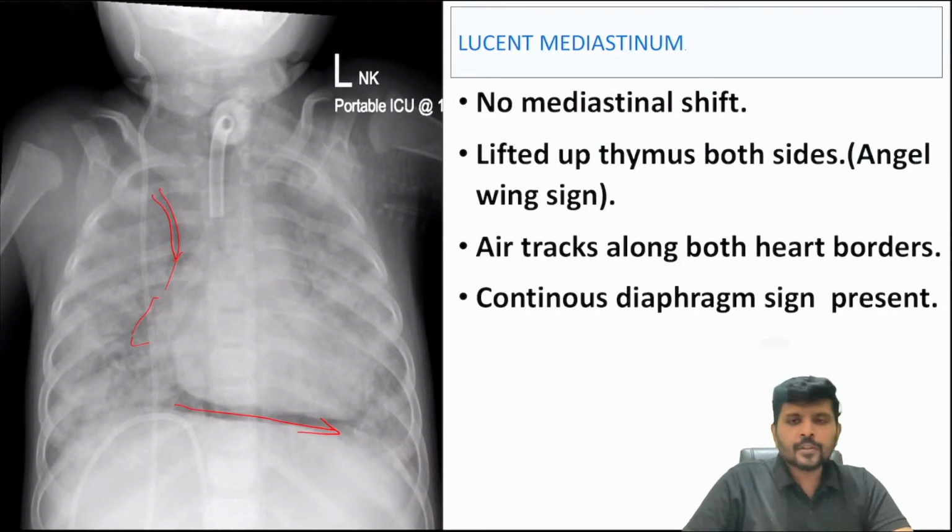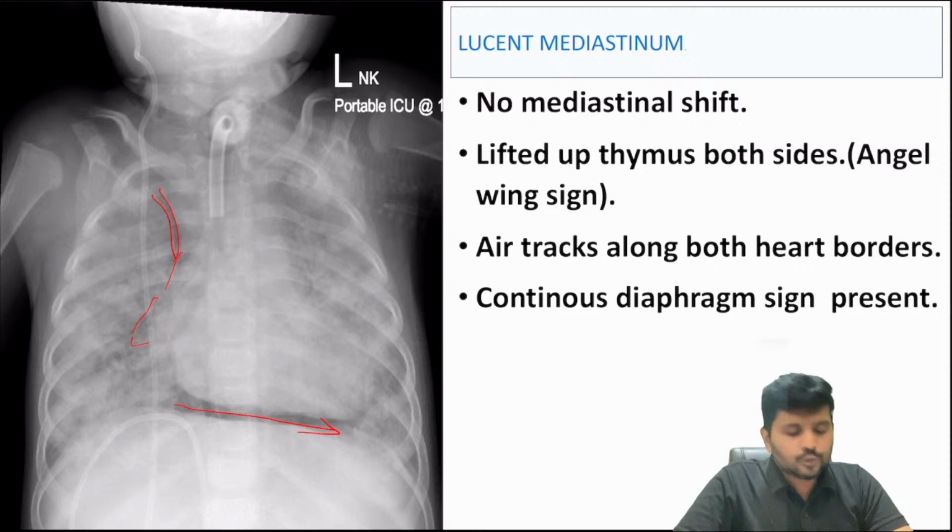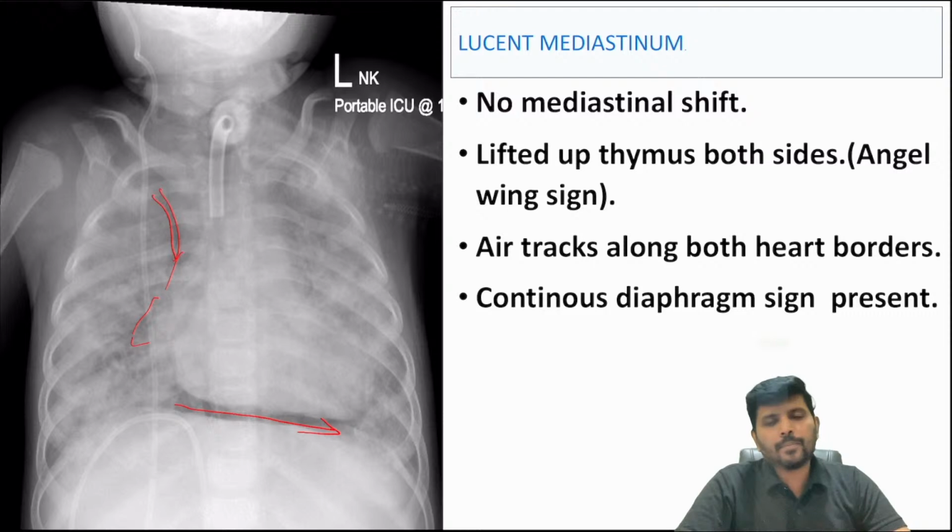Pneumomediastinum. Right? So with this, we have discussed some lucent lung, some radio-opaque lung. And tomorrow in Shushruta batch, we will be discussing X-ray chest in detail for about an hour.